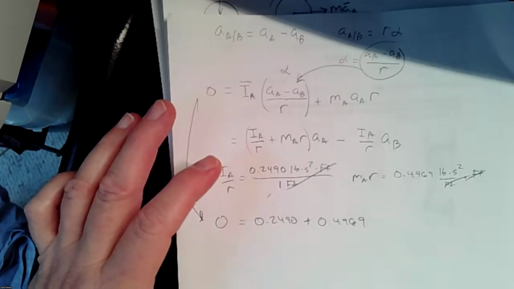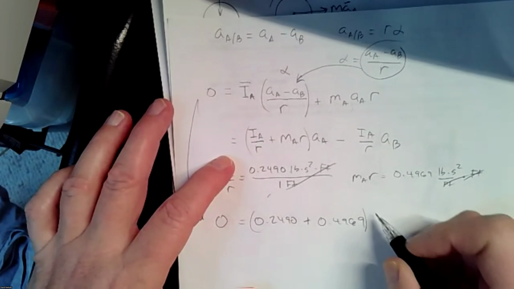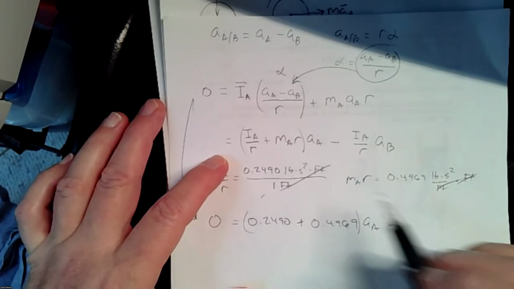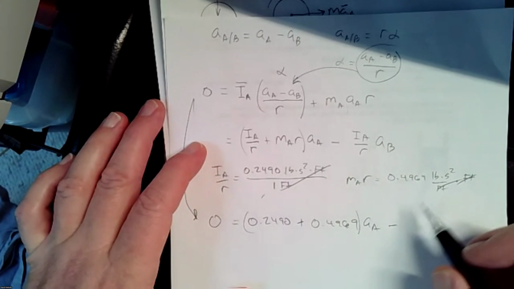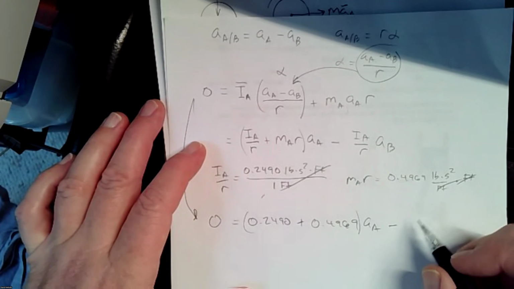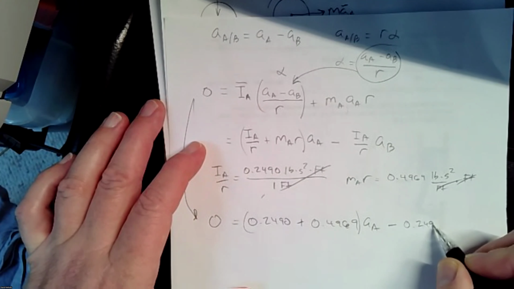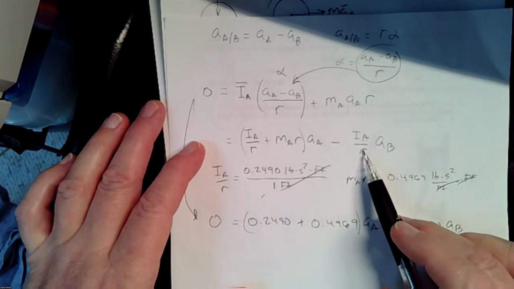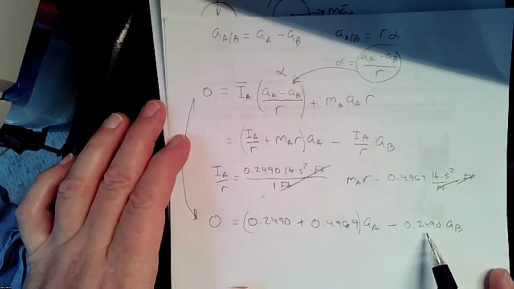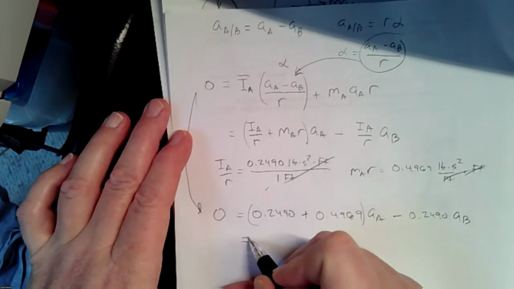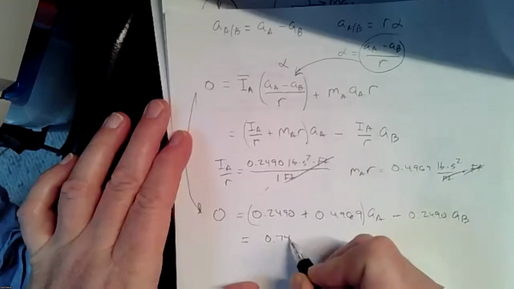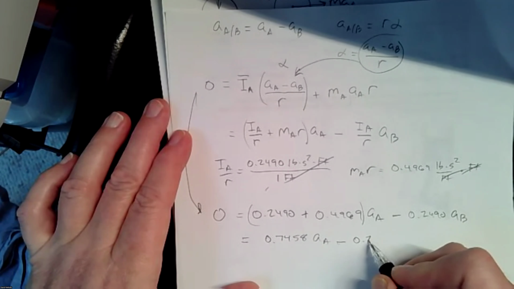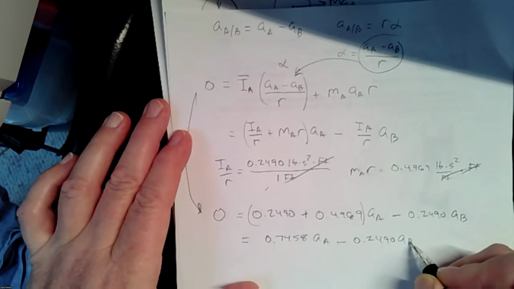So let me fix this. So times acceleration A, and then that's going to be minus this, which is the same value, only now it's 0.2490 times acceleration B. So again, all I did was substitute in and remake that equation, which ultimately reduces to 0.7458 acceleration A minus 0.2490 acceleration B. Okay.